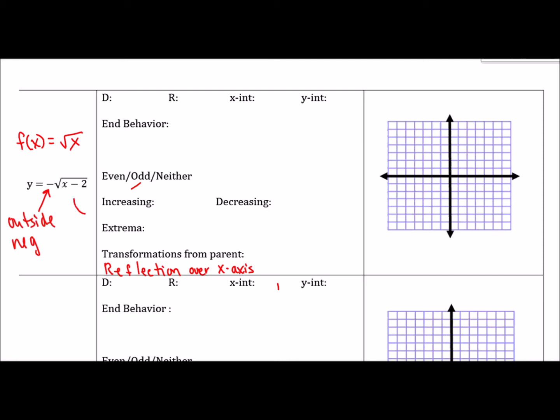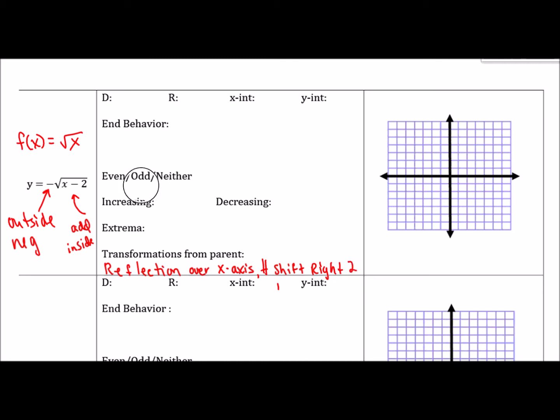Now, it's also got this adding 2 inside. And remember, you've got your cheat sheet to help you remember these, but if it's inside, we automatically know it's horizontal. If you're adding and subtracting, that's doing some kind of shift. And we also know that inside is always backwards. So even though we're subtracting 2, which would push stuff in the negative direction, it's actually going to be a right side transformation. Horizontal shift right 2.